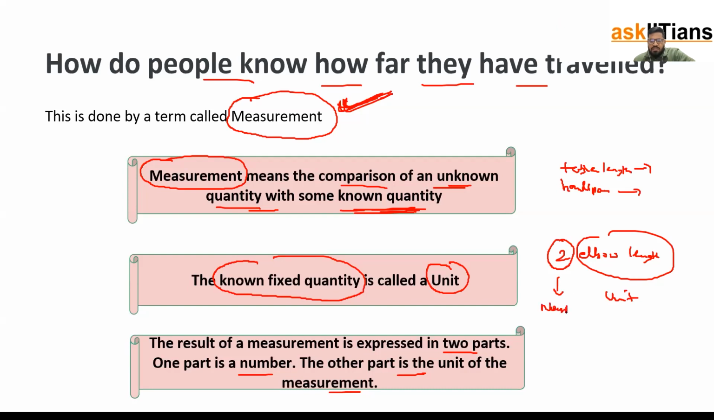So measurement is a combination of 2 things, number and unit. That number will give you the magnitude, and the unit will give you the fixed quantity which you have taken to make the measurement.